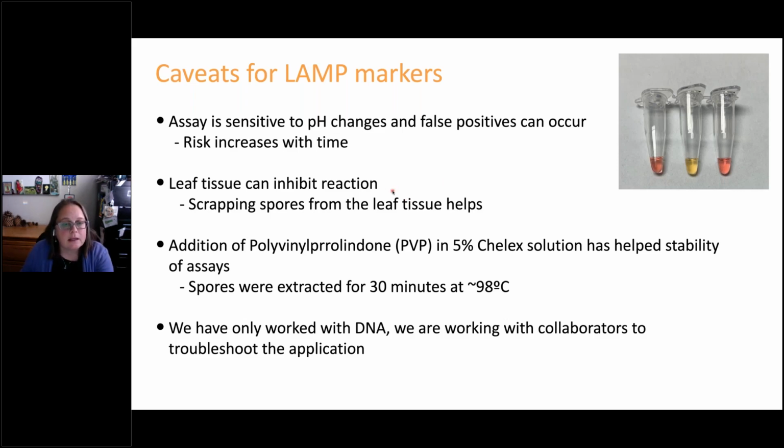Also, we notice that leaf tissue alone will cause some inconsistencies to occur. So we basically are scraping spores off the leaf tissue and adding just spores in for the DNA extraction. And then also we've added this PVP because it helps stabilize the assay quite a bit. We extract the DNA for 30 minutes at 98, and that seems to be important as well. So far, we've really only worked with DNA, and so we're working with collaborators to troubleshoot the application.